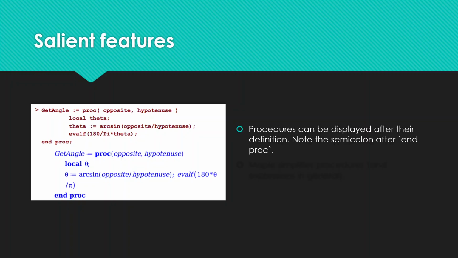As for displaying procedures, procedures can be displayed after their definition. Note the semicolon after the end proc. Maple also simplifies procedures and expressions in general. Note how the theta in the get angle procedure is now placed on the numerator because it is not enclosed with the sub-expression pi times. Maple simplifies expressions to some standard form.